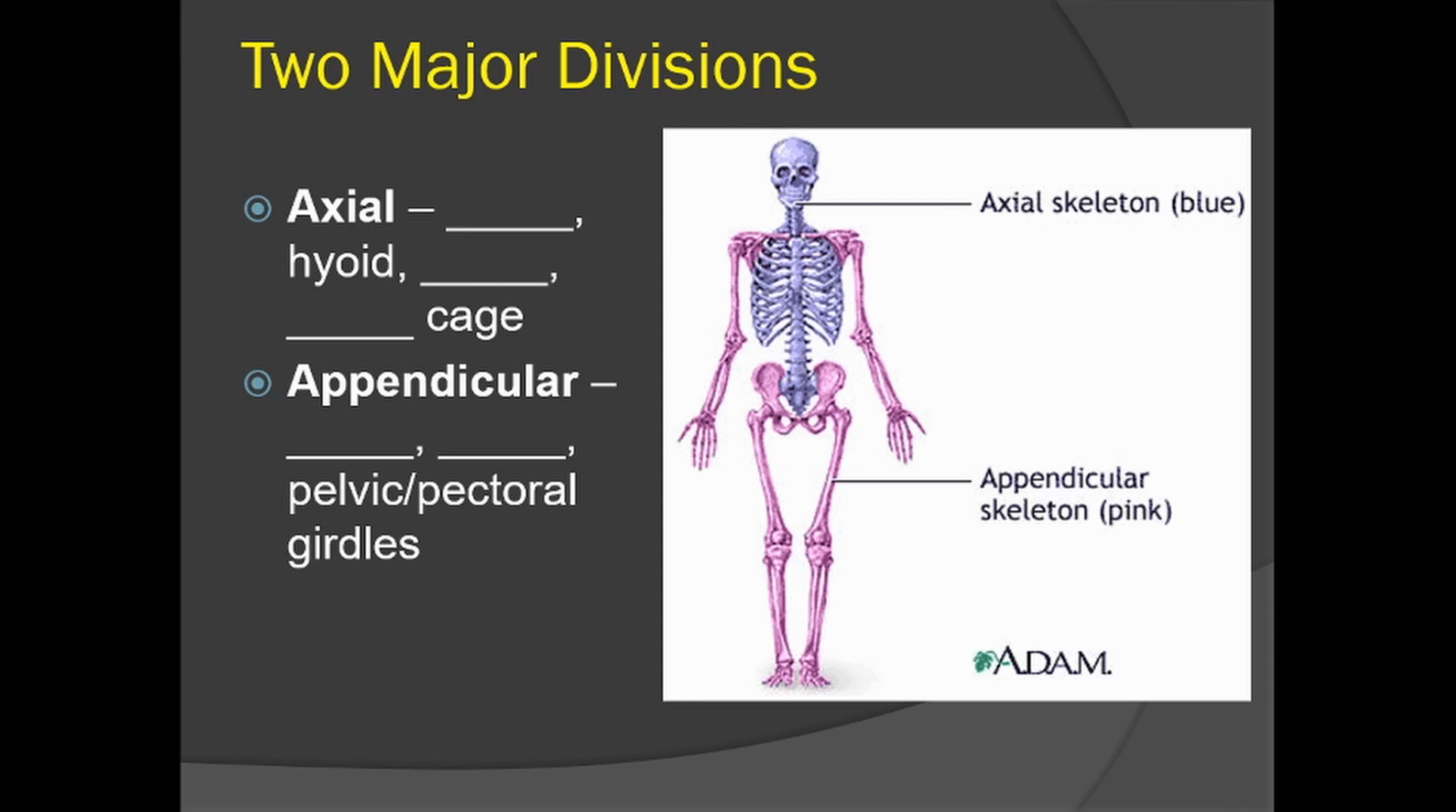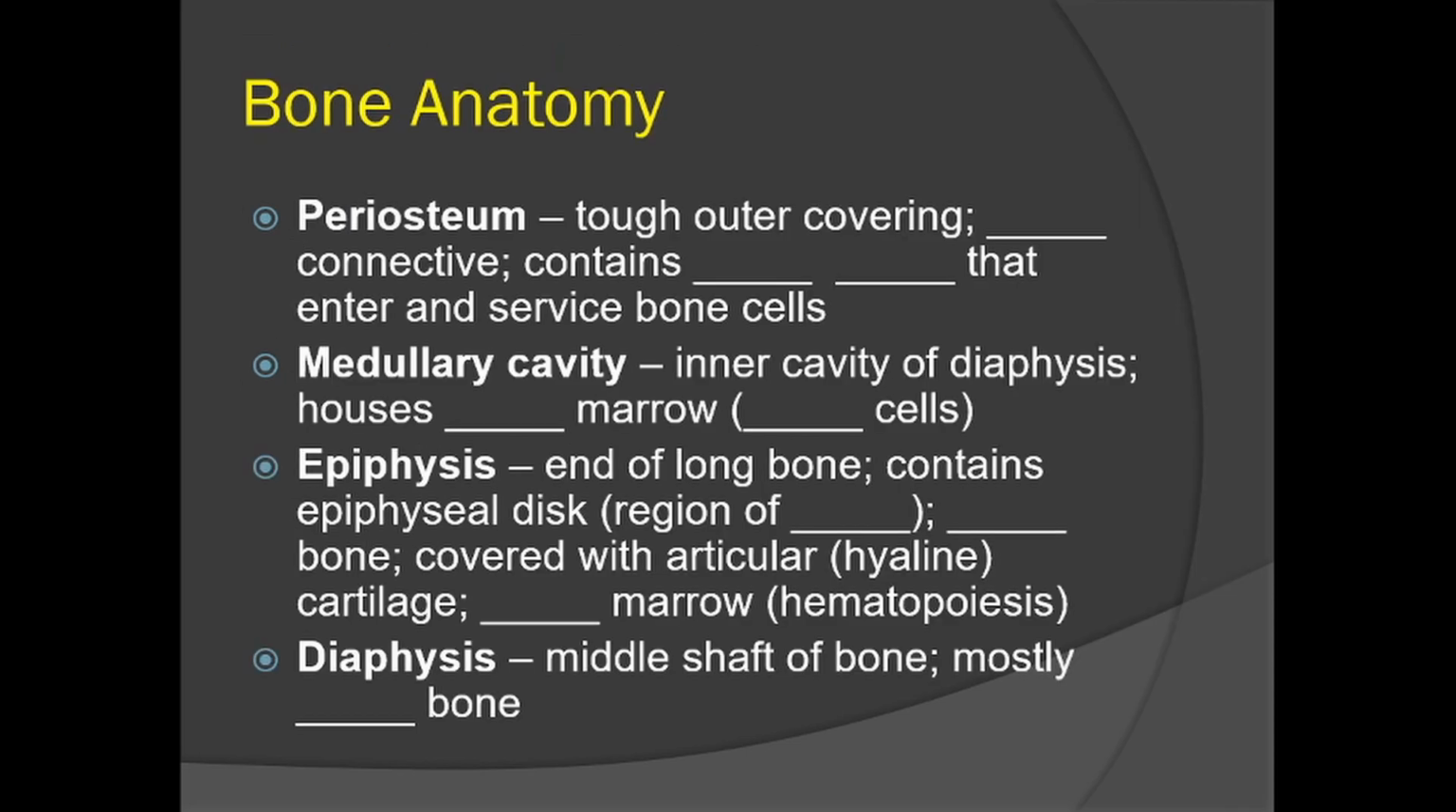The appendicular skeleton consists of our limbs, the arms and our legs, and then the pelvic and pectoral girdles and all the bones that are associated with those two locations of the body. So we're talking about the pelvic bones themselves, around our hips. And the pectoral girdle is referring to our shoulders, where our clavicles are and our scapulae. So those bones up there in the shoulder. So two major divisions, axial and appendicular.